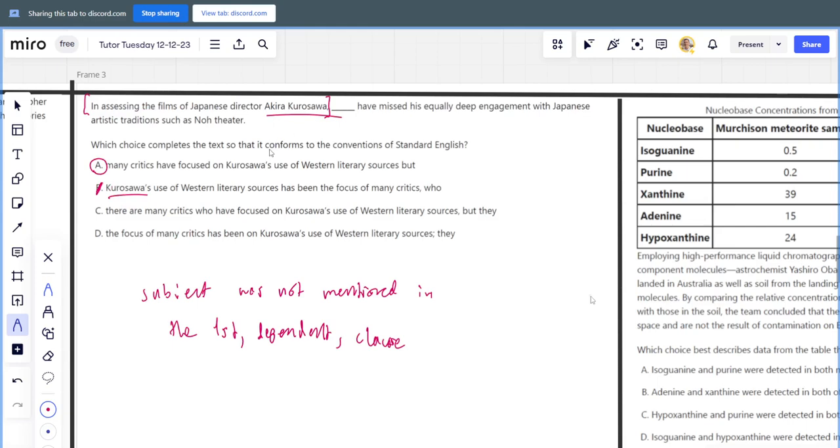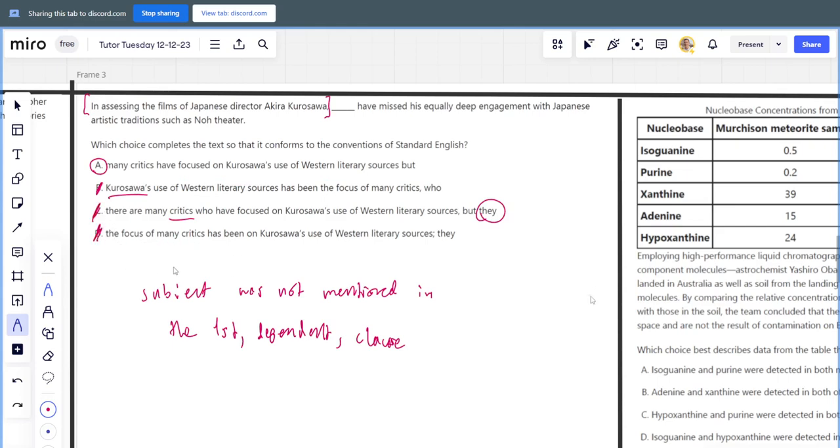They could have just said he assessed his own films. There are many critics? Well, that's just not necessary. We could have just said many critics have focused. We don't have to say there are many critics who have focused. And then the "but they", it's just not necessary to restate. First, we're setting off the subject way later in the sentence, and we're adding the word they, but we could have just kept this all in one sentence with answer choice A.